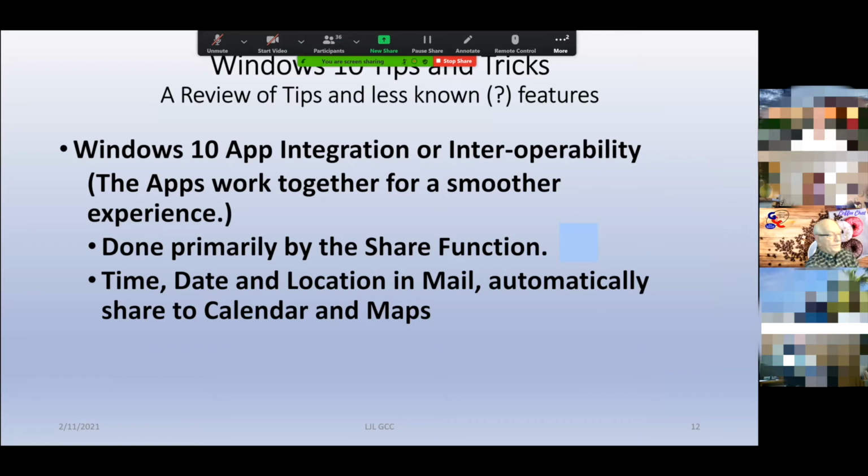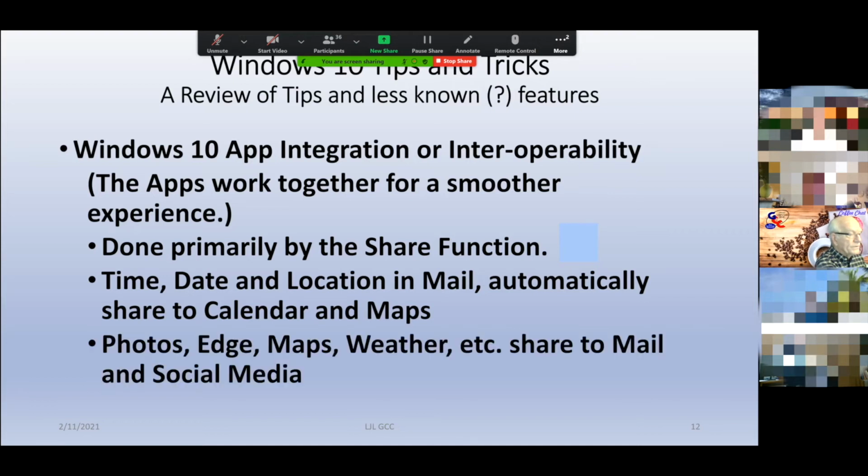The other feature in here is if you have Windows 10 Mail and you get an email from somebody that has the time and date in there and location, you can click on that and it will automatically create a calendar event for you. And you can also use the location for maps. And the Edge, the photos, etc., will actually share.